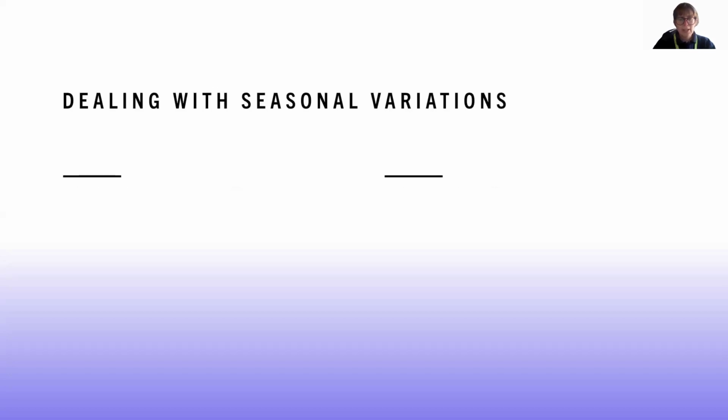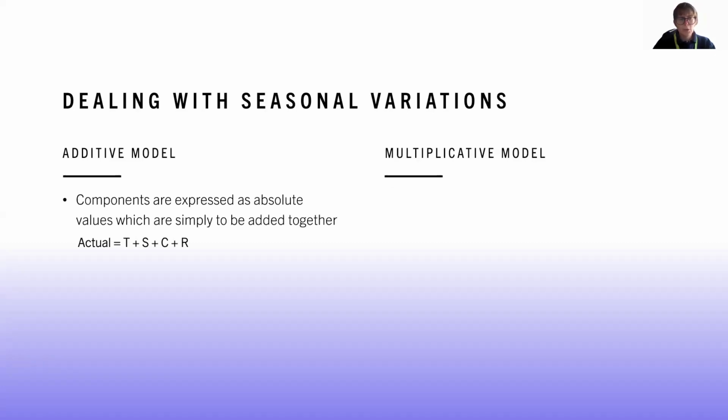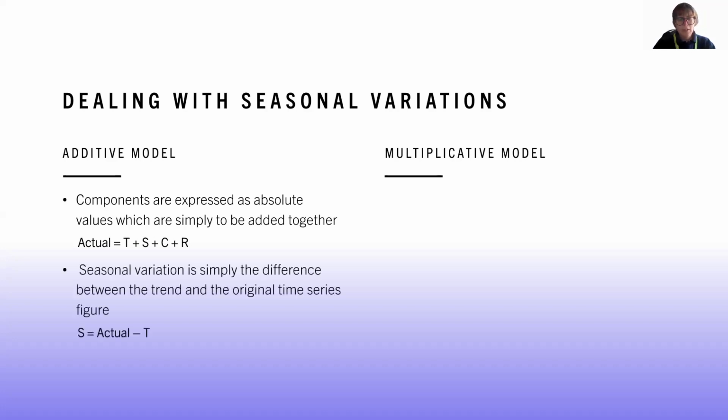So dealing with seasonal variations then, if they arise, there are two models which a business may use to implement when calculating these. We first have the additive model and then the multiplicative model. So that in the additive model, components are expressed as absolute values, which are going to be simply added together. Your seasonal variation is simply the difference between the trend and the original time series figure. Contrary, your multiplicative model is going to be expressed as a ratio, proportion, or percentage. You do your actual of your T multiplied by your S multiplied by your C multiplied by your R here.